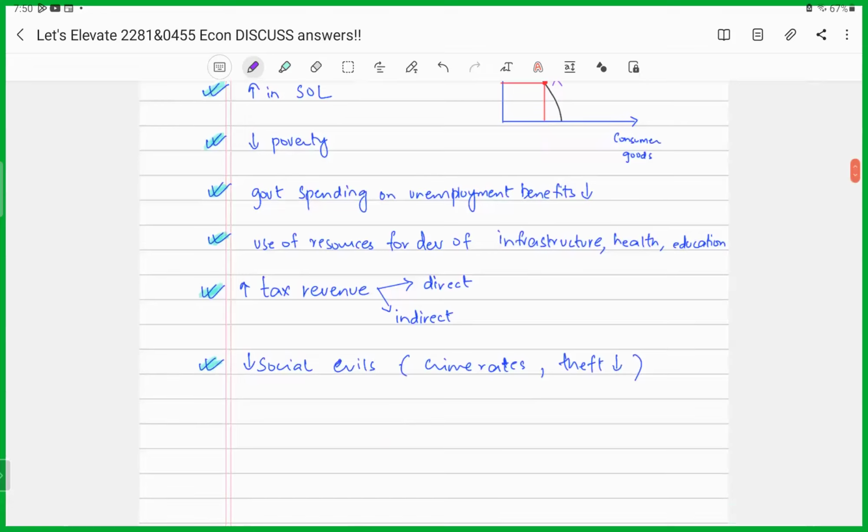This also implies that government spending on unemployment benefits would fall, and these scarce resources could then be spent on the provision of education, healthcare, or infrastructure facilities. When the workforce is employed, it also means a fall in the crime rates, leading towards lesser social evils and a reduction in the percentage of theft in an economy.